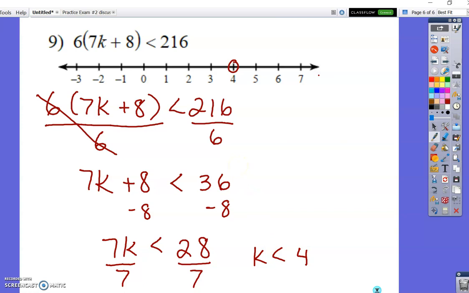K is less than 4, so that means 0 would be an answer. If I plug 0 in, 6 times 8 is 48, which is less than 216. So yep, that looks good. And that means that 10 is not an answer, so think about that. 10 would give 7 times 10 plus 8, so that'd be 78 times 6, bigger than 216. Absolutely. Okay, so those are the answers, and that's what we're trying to do here.